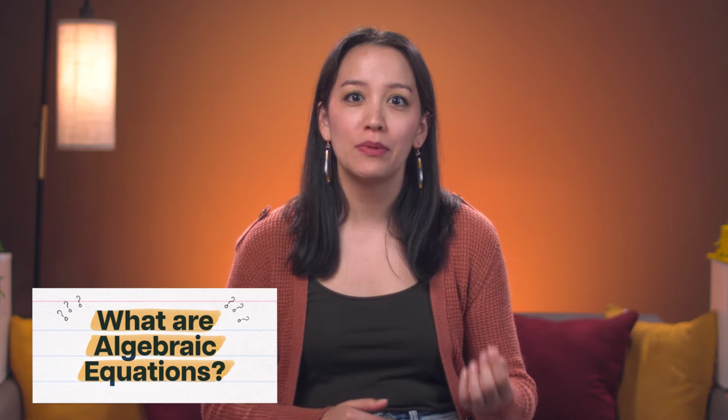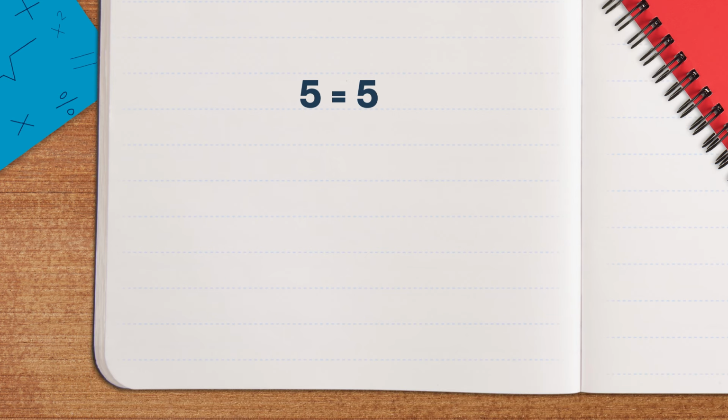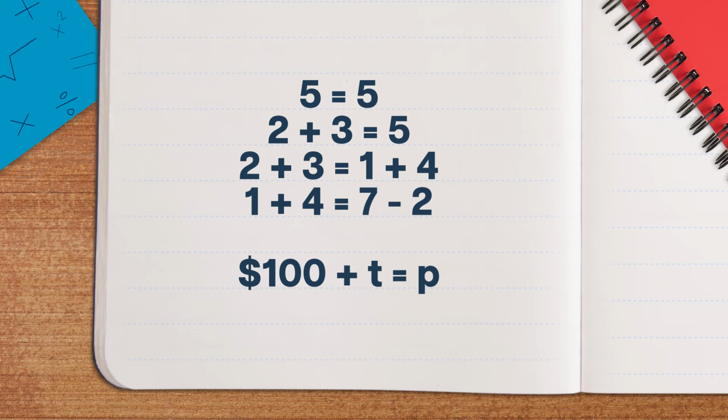An equation is a statement of equality, saying that one thing is equal to something else. We can build equations by putting terms, numbers or variables, or expressions on either side of an equal sign. So 5 equals 5, that's an equation. 2 plus 3 equals 5, that's an equation too. We could also write 2 plus 3 equals 1 plus 4, or 1 plus 4 equals 7 minus 2. Those are all equations because we're saying that those two numbers or expressions are equal. $100 plus t equals p. That's an equation too. And it's the kind you'll run into most often in algebra because it contains variables.